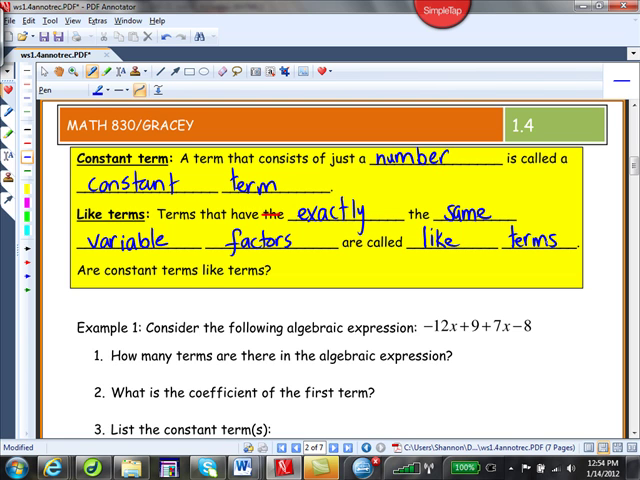What do you think about constant terms? Are constant terms like terms? Yes, they are. Constant terms have no variable factors, so therefore they would have the same variable factors since they don't have any, so they are considered to be like terms. That's why we can just either add or subtract them.